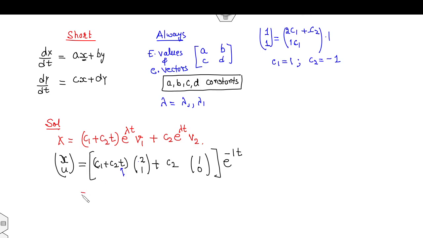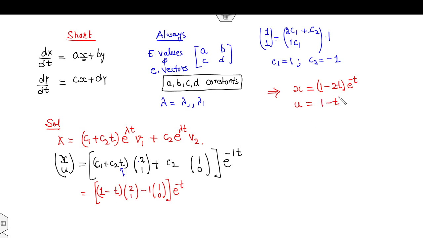So you can substitute here. Your solution will be 1 minus t, 2 and 1, minus of 1, 1 and 0 of e raised to power minus t. So finally your answer will be, your x will be, you can take the first pair, 2 minus 1 e raised to power minus of t, and your u will be 1 minus t of minus t.